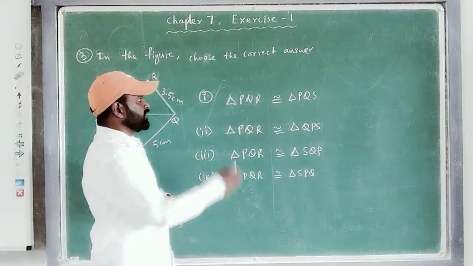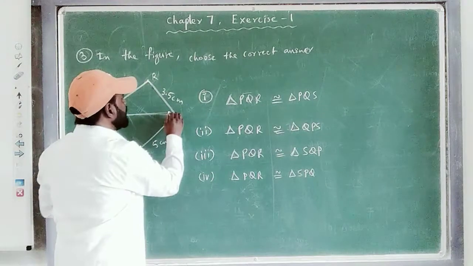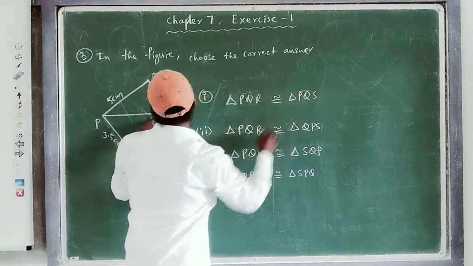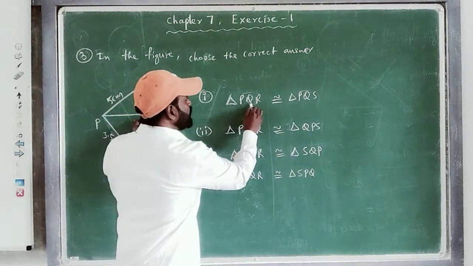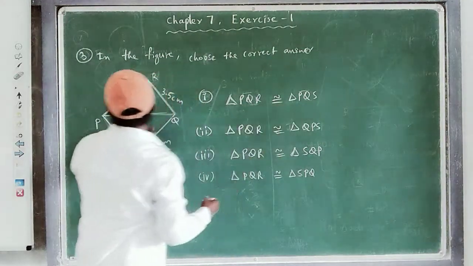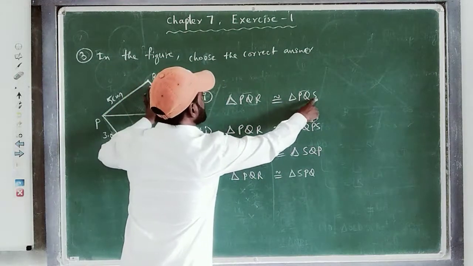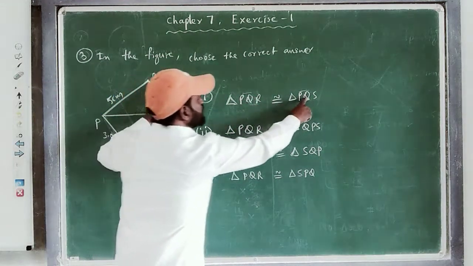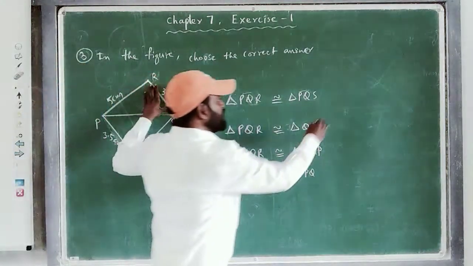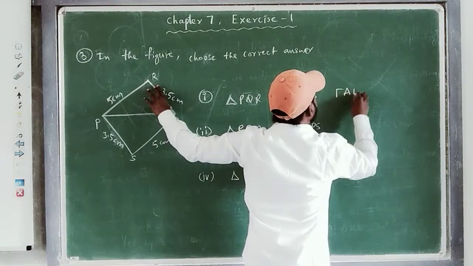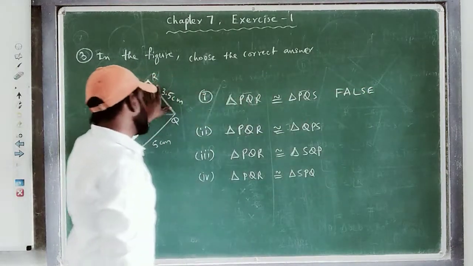If you have this kind of question, you have to follow the order of the corresponding sides. So let us check the first one. PQ side in the triangle PQR, PQ, okay, it's common, both are equal. But the next order is what? QR and QS. QR is 3.5, but QS is 5. That means both are not the same. So this is false.